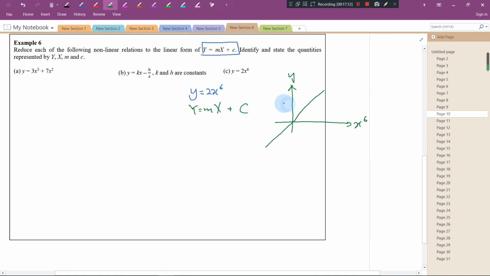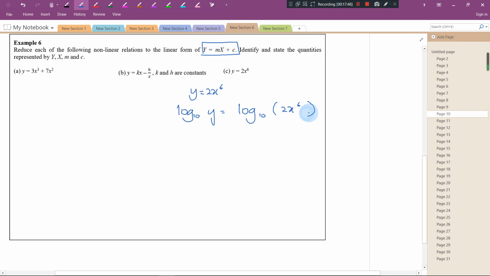But normally we do not prefer to do it this way because the x power 6 will become very small or very big. It's not convenient for us to plot it. So we have another way to do it. We can do it using another method, using log. So I add log base 10 to both sides. Whatever I do on the left hand side, you have to do the same thing on the right hand side.